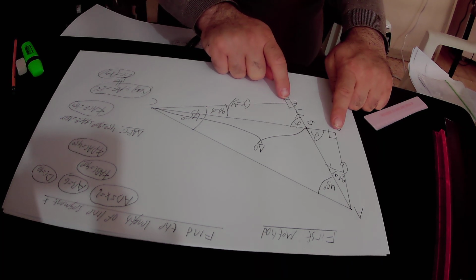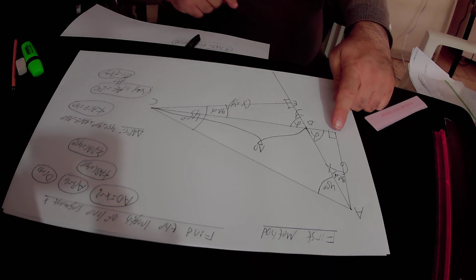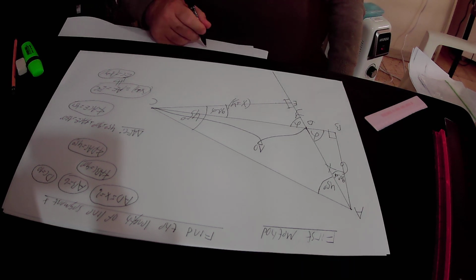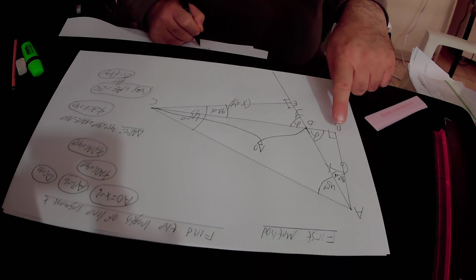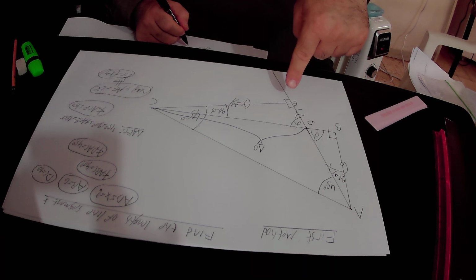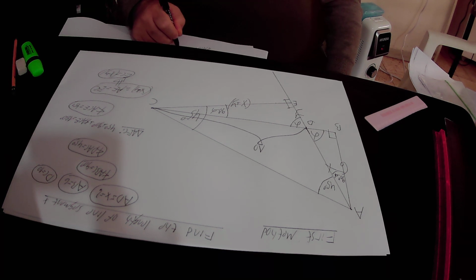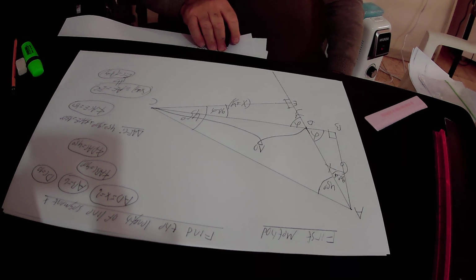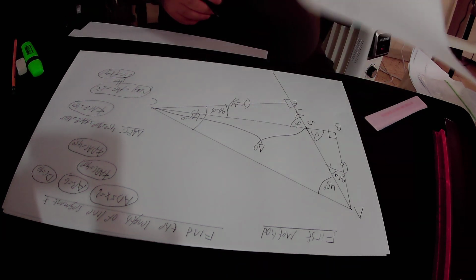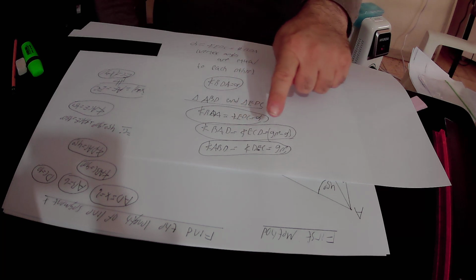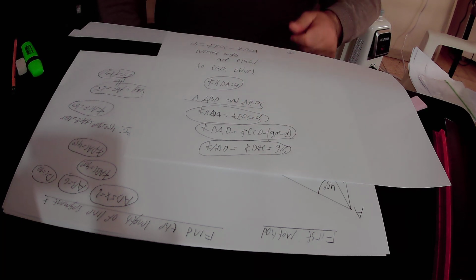And both those angles are equal to each other and they are equal to 90 degrees. So angle ABD in this triangle is equal to angle DEC in this triangle, and they are both equal to 90 degrees. I'll repeat again, angle ABD is equal to angle DEC, both equal to 90 degrees.